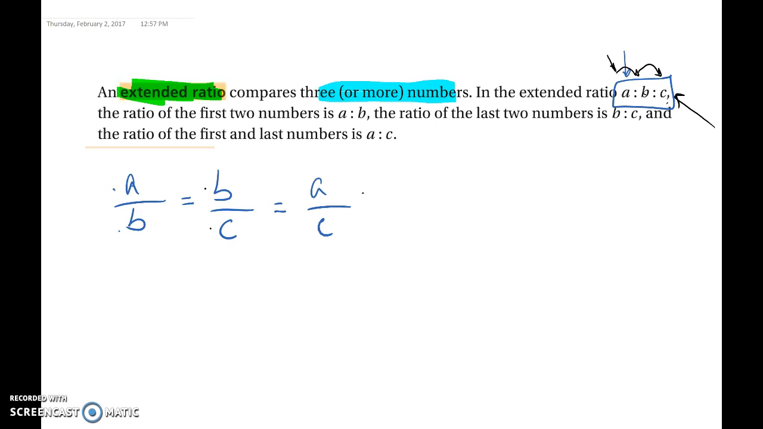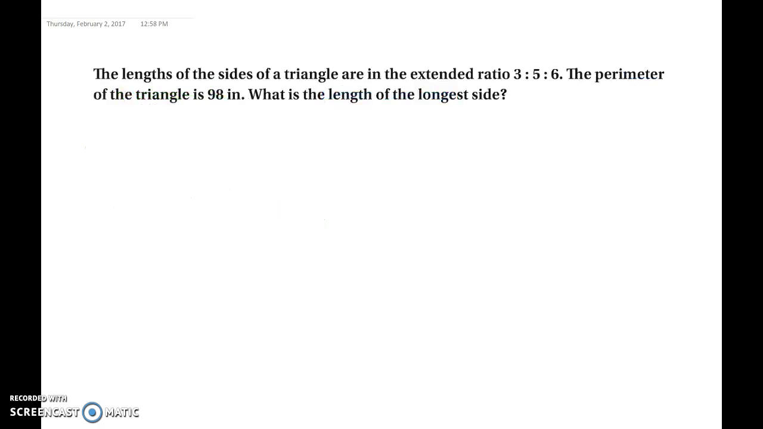All right, and then there's one more question that we're going to do, and this is it for this video. So now we're going to do a problem for extended ratio. It says the lengths of the sides of a triangle in the extended ratio are 3 to 5 to 6. The perimeter is 98 inches. What is the length of the longest side?